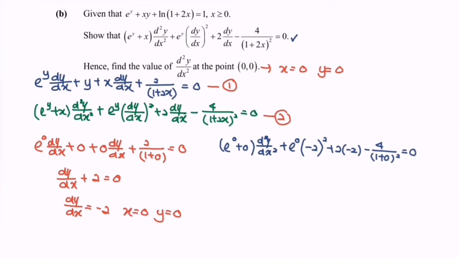Simplify. In this part where we have 1 plus 0, so we will have the second derivative. Here we will have 1 multiplied with 4. Next we have negative 4 minus negative 4 equals 0. So we can simplify, and finally the value for the second derivative will be equal to 4 when dy/dx is equal to negative 2, x is equal to 0, and y is equal to 0. So now the value for the second derivative is equal to 4 at the point (0, 0). So here we are, and thanks for watching.